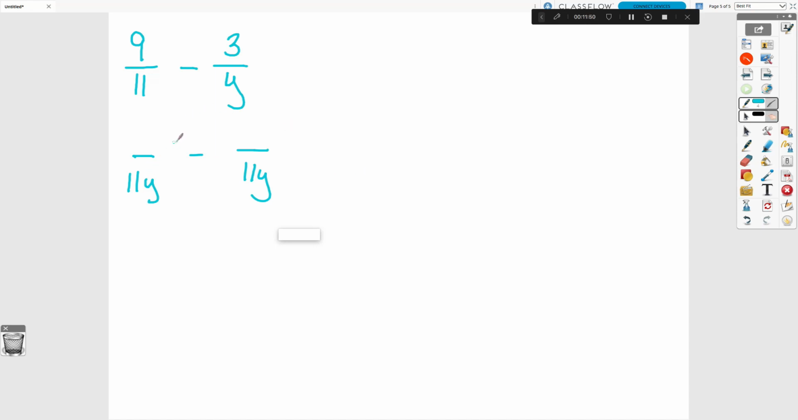So if my common denominator is 11y, because we just had to multiply those times each other, there was nothing they had in common, I took this times what? Times y. Whatever I do to the bottom, also have to do to the top. So my top of this fraction is 9y. This one over here, what did I have to multiply my y by to get to 11y? 11. Whatever I do to the bottom, also have to do to the top. So the top of this fraction is 33. When I subtract those, my bottom stays the same.